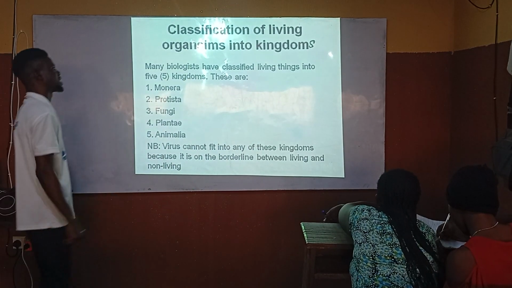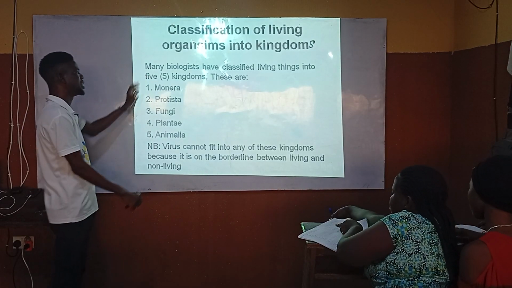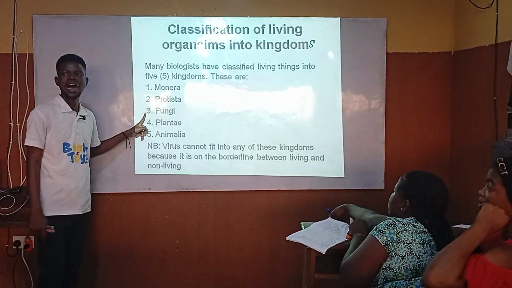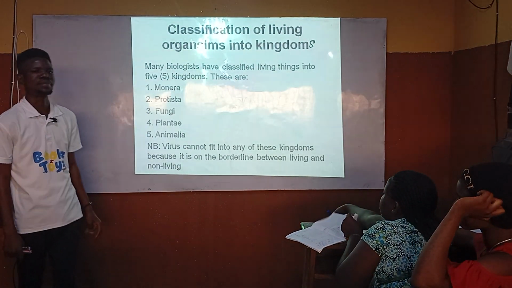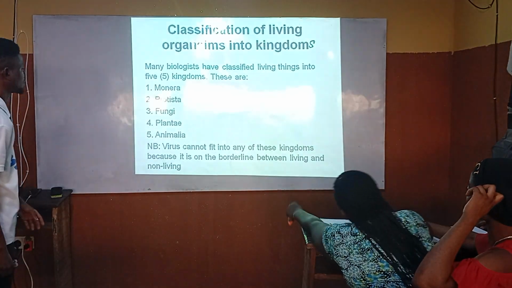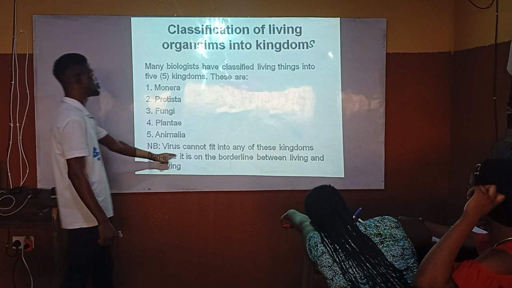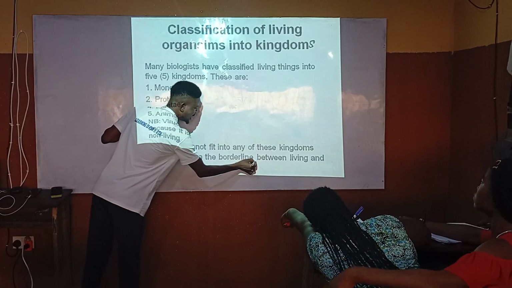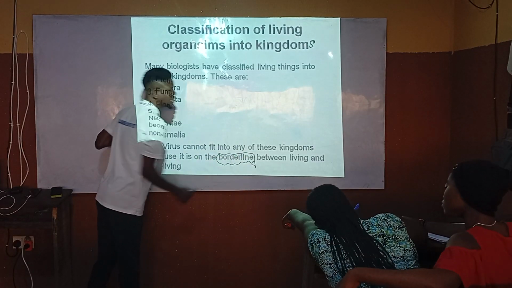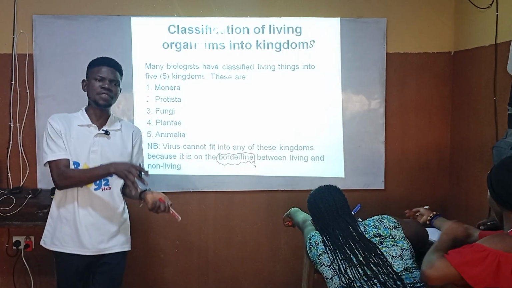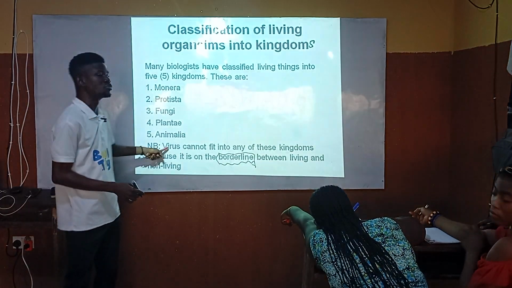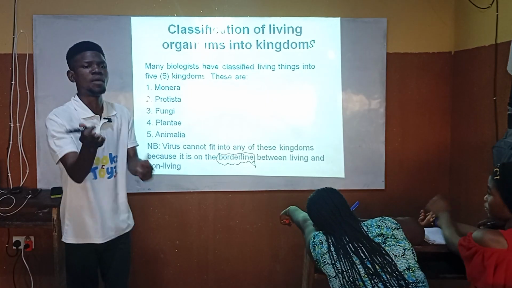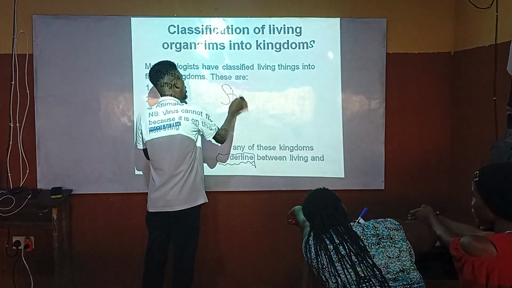Many biologists have classified living things into five kingdoms. These are Monera, Protista, Fungi, Plantae, and Animalia. Note, virus cannot fit into any of these kingdoms because it is on the borderline. They can ask you what organism is on the borderline between living and non-living. The answer is virus. What organism is on the borderline between plant and animal?